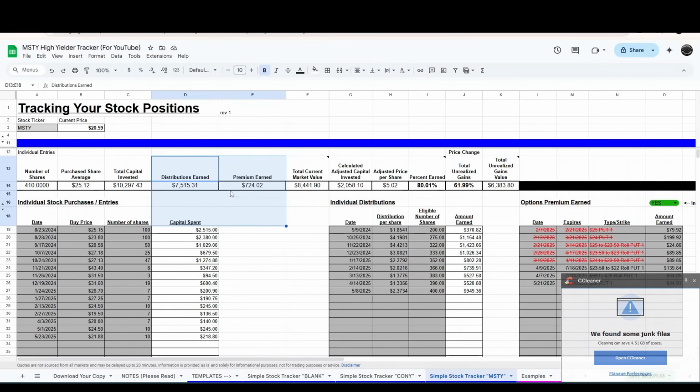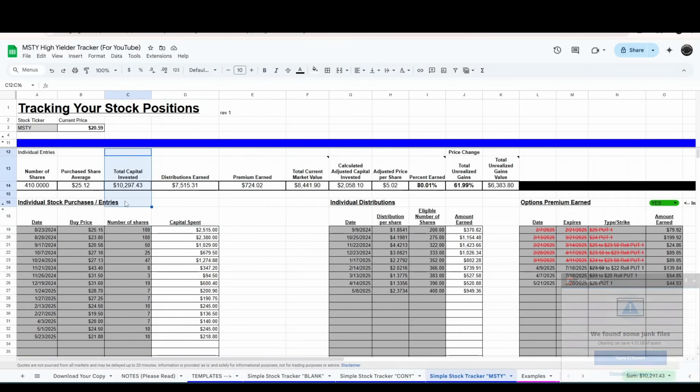So that gets deducted from my total capital spent, but then I get to sell the shares, all 410 shares, at the $20.59. So once you add and subtract all of that up, I come out with $6,383.80 in the good. Now that is selling out, including the distributions, any premium, and all of that, right? So that is closing it out.